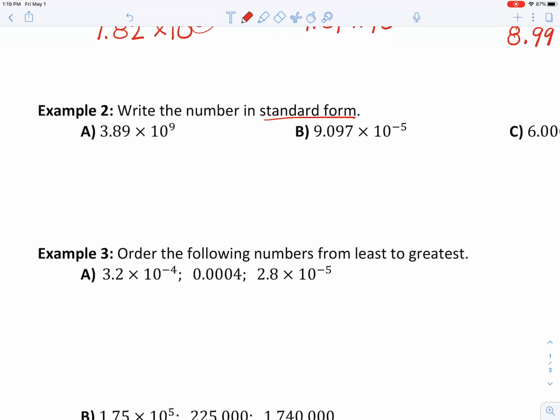Example 2, we're going to write the numbers in standard form. Remember, that's just like regular numbers, what we always write them as. So I'm going to start this by writing down our 3.89. Now I have to move the decimal point 9 spots to the right. So here's the decimal point. We're going to move it 9 to the right. Okay, 1, 2, 3, 4, 5, 6, 7, 8, 9. Okay, now all of these little valleys, I'm going to put in a 0.